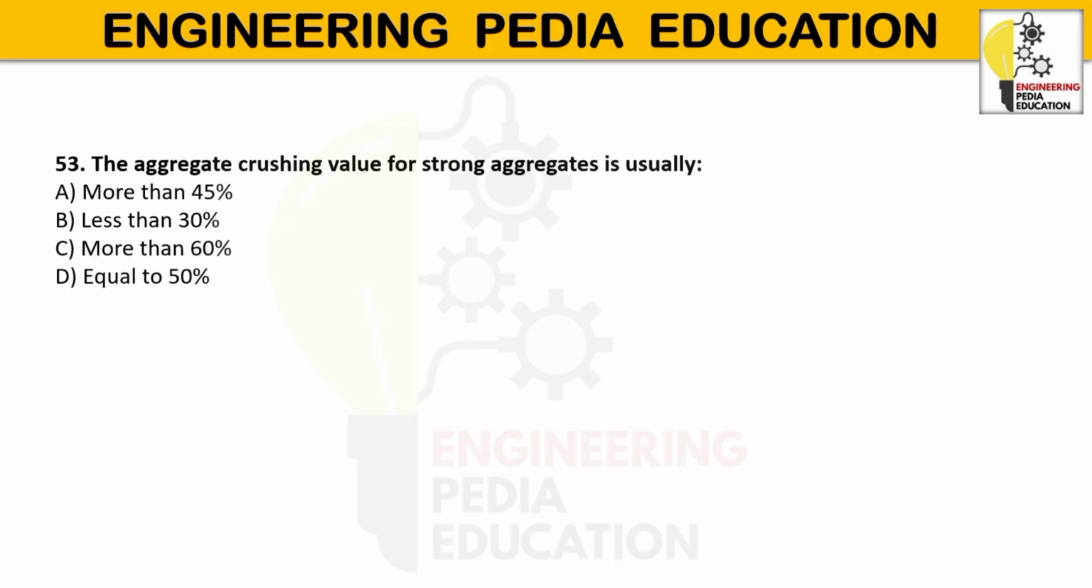The aggregate crushing value for a strong aggregate is usually more than 45%, less than 30%, more than 60%, equal to 50%. So the correct option for the above question is less than 30%. Crushing value for a strong aggregate is usually less than 30%. As the crushing value increases, the strength decreases. So less than 30% crushing value is for strong aggregate, which is usually used for concrete structure.